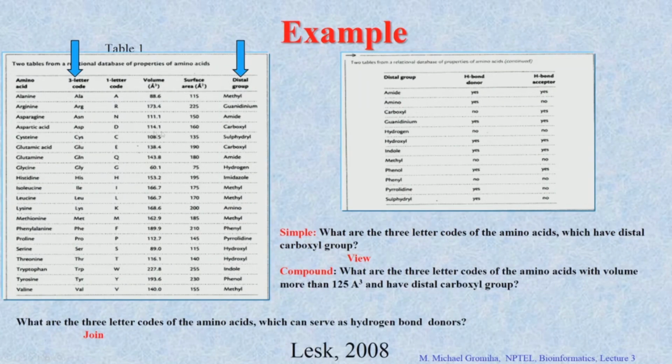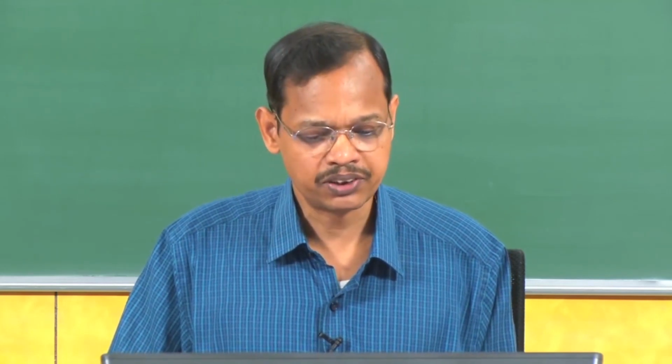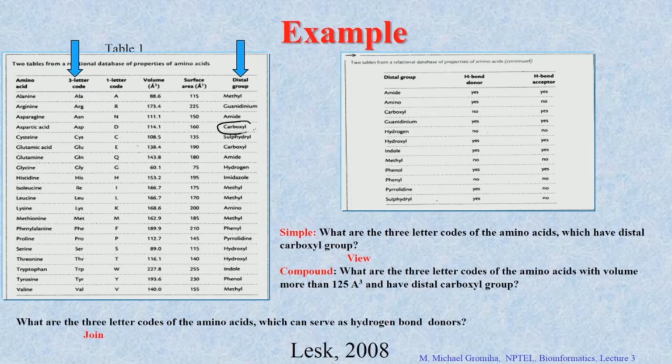Okay, so we see table 1, right. What information is available in table 1? Amino acid name, 3-letter code, 1-letter code, volume, surface area and distal group, which groups, right. So methyl group or guanidine group and so on. Now the question is, what are the 3-letter codes of amino acids which have a distal carboxyl group? So what to do? Go to the distal group. The question is carboxyl group. So where is the carboxyl group? Here is the carboxyl, here is the carboxyl, right.